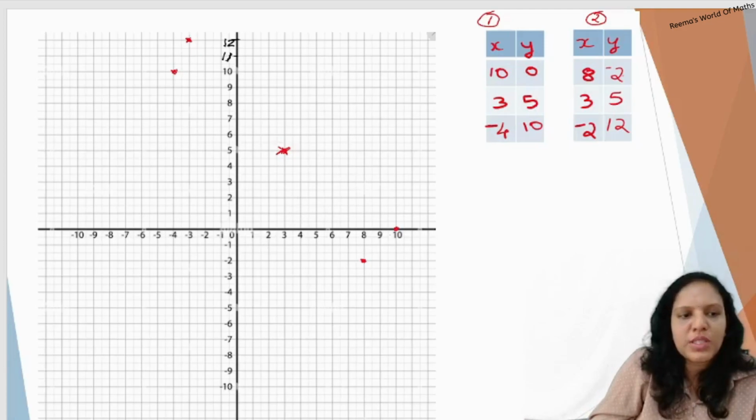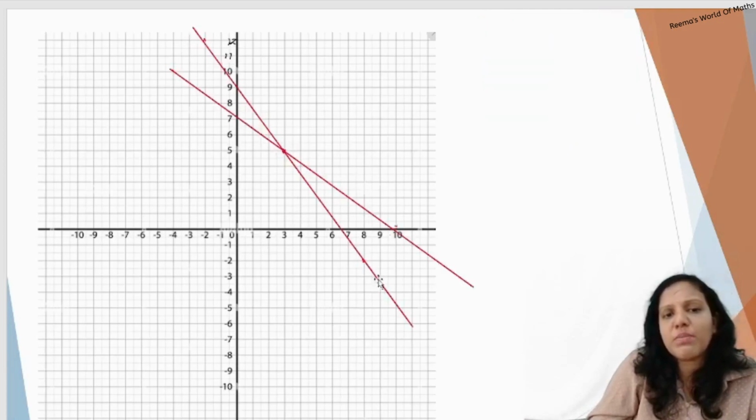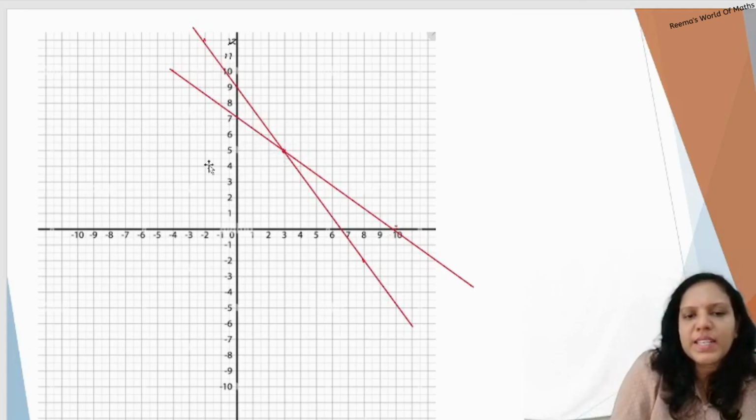Let's join them together. After joining the points, the graph will look like this. So this is the point where they intersect, where the value of x is 3 and the value of y is 5. This point is 3 and 5. So x is the cost of a pencil, which equals 3, and the cost of a pen is equal to 5.